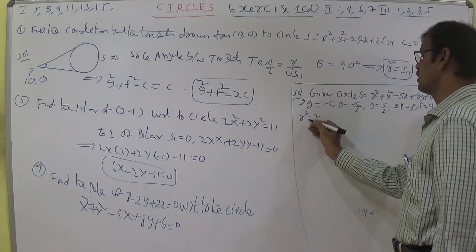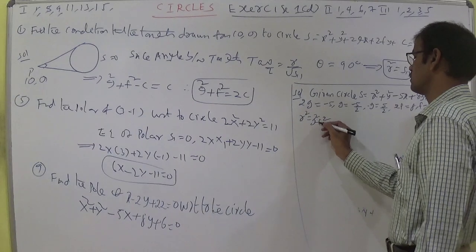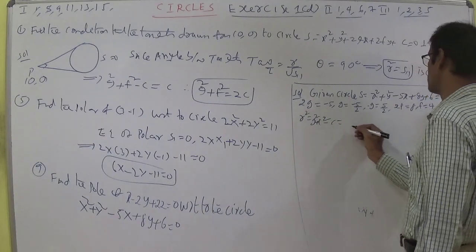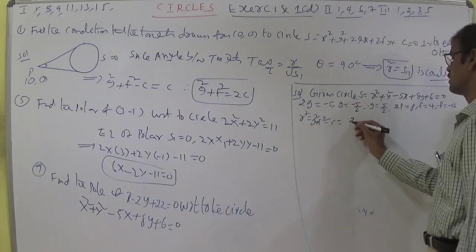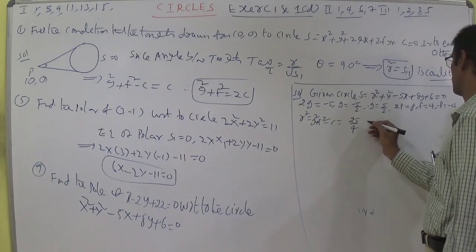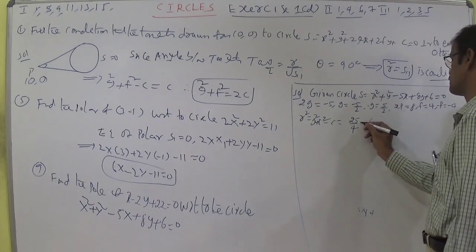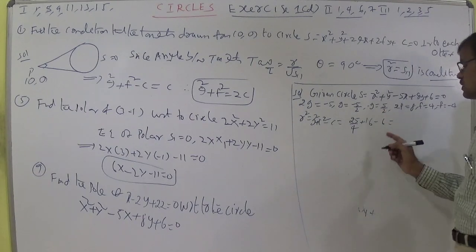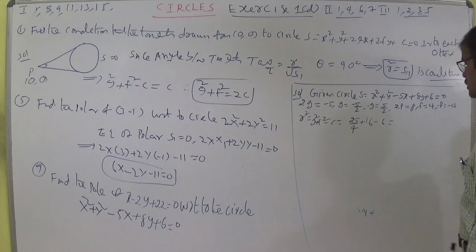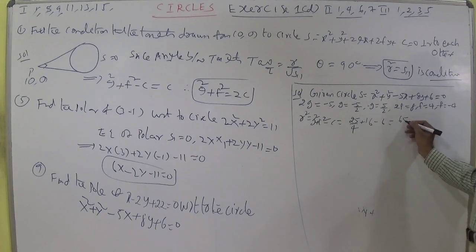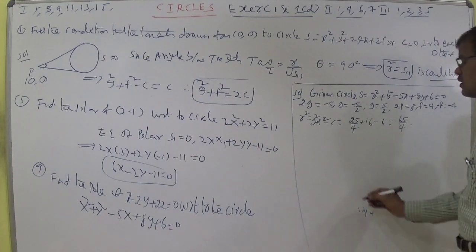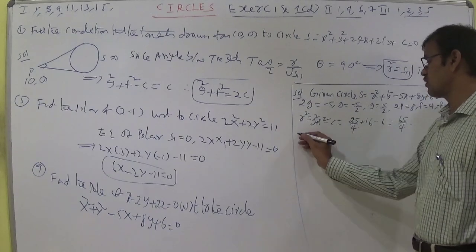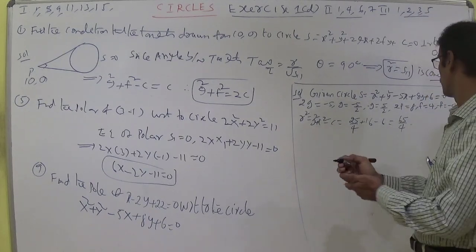Write the formula: r² = g² + f² - c. So what is g² here? 25/4, plus f² which is 16, minus c means minus 6. So 16 minus 6 is 10. 10 times 4 is 40, and 40 plus 25 is 65. 65/4 is the r². Remember the formula of the pole.